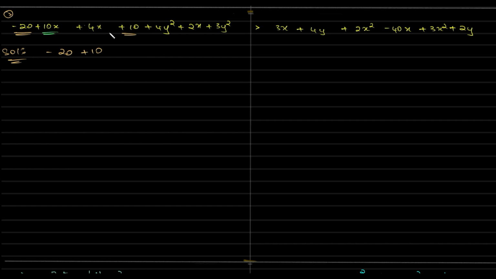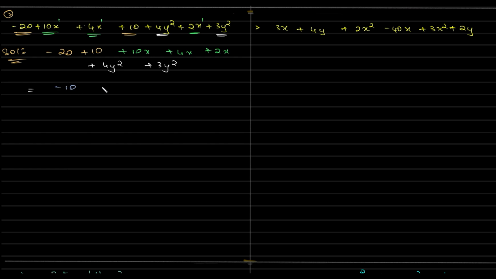Next we have 10x, 4x, 2x. So the power of x is 1, 1, 1. So all of them are like terms. So 10x plus 4x plus 2x. Then we have 4y square, 3y square plus 4y square plus 3y square. And now we need to simplify.